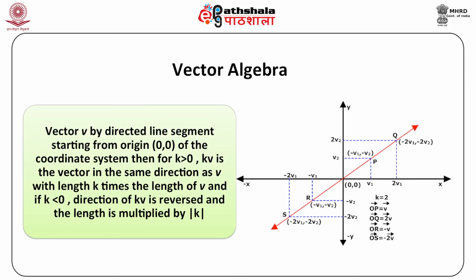For the geometrical interpretation, let us consider vectors in R squared and let k belong to R. If we represent vector v by a directed line segment starting from origin (0, 0) of the coordinate system, then for k greater than 0, kv is the vector in the same direction as v with length k times the length of v, and if k is less than 0, the direction of kv is reversed and the length is multiplied by the absolute value of k.